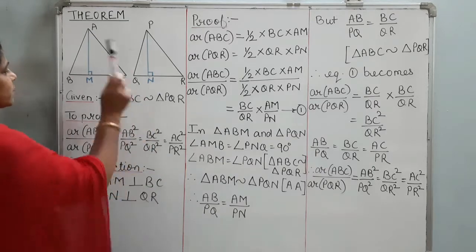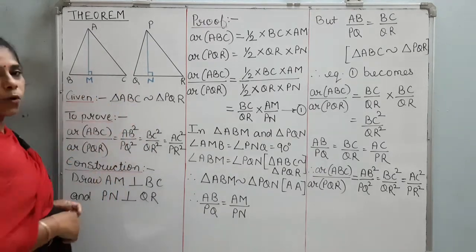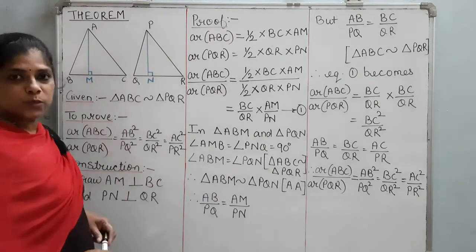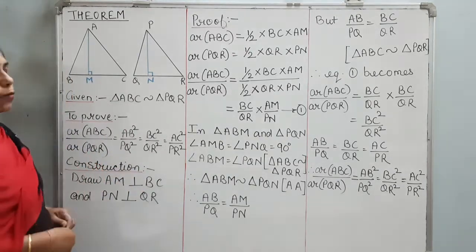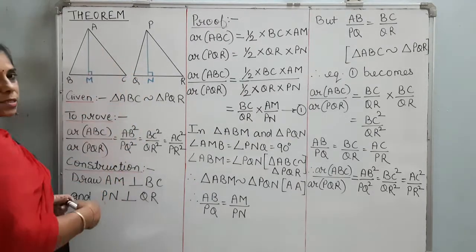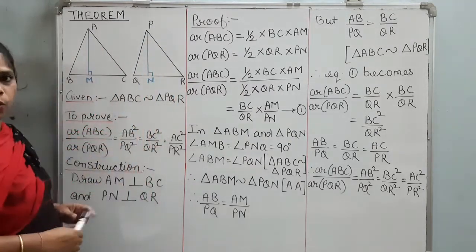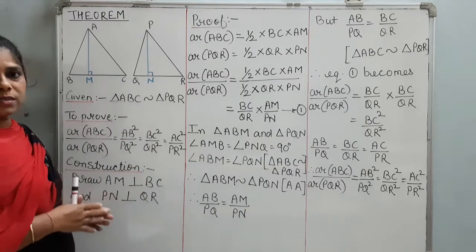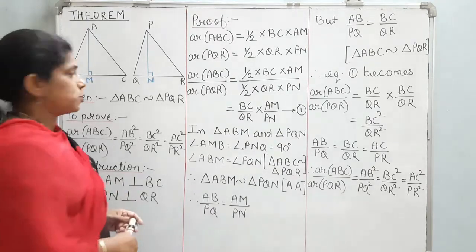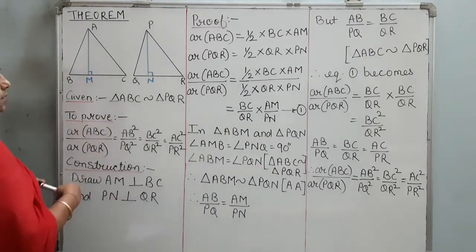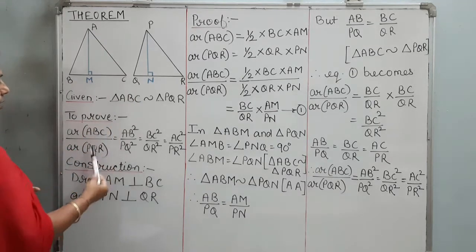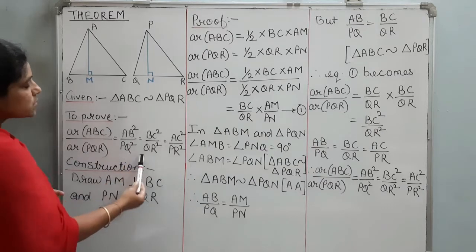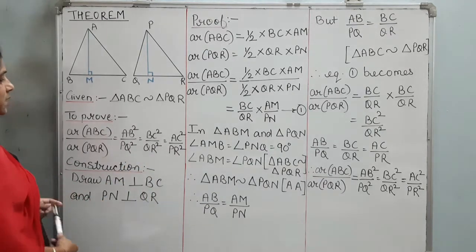This theorem says that the ratio of the areas of two similar triangles is equal to the squares of the ratios of their corresponding sides. What is the meaning of this? Here, triangle ABC is similar to triangle PQR. Already it is given that these two triangles are similar, and we know that when triangles are similar, their sides are proportional. So this theorem says that if these two triangles are similar, the ratio of their areas is equal to the squares of the ratio of their corresponding sides.